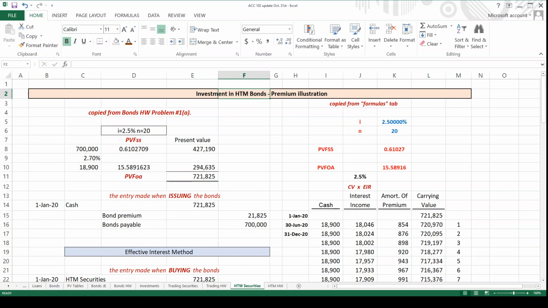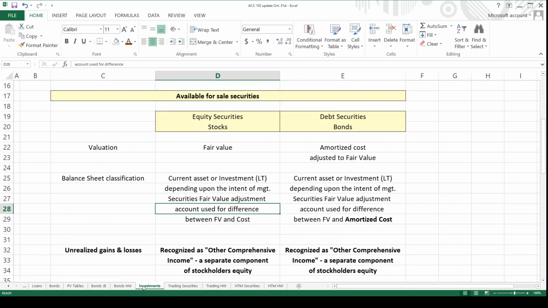So this is going to be the topic of this video. We're going to look at an investment in bonds, which I have abbreviated HTM bonds. What does that stand for? Held to maturity.